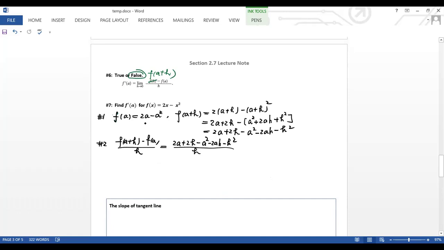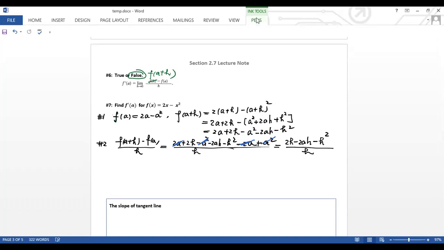And then minus f of a, so it's a squared minus 2a. Be careful, the minus needs to apply to both sides. So it's a squared, right? Okay, now let's see anything we can cancel. A squared, negative a squared, that's good. 2a, that's good. All right, so this is what I have left here, right? So I have 2h minus 2ah minus h squared, all right?